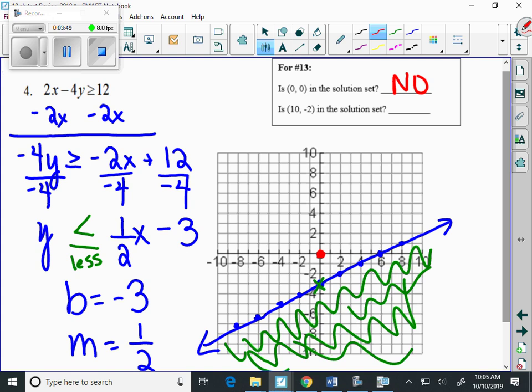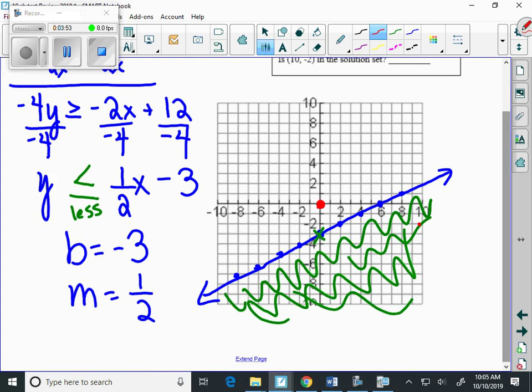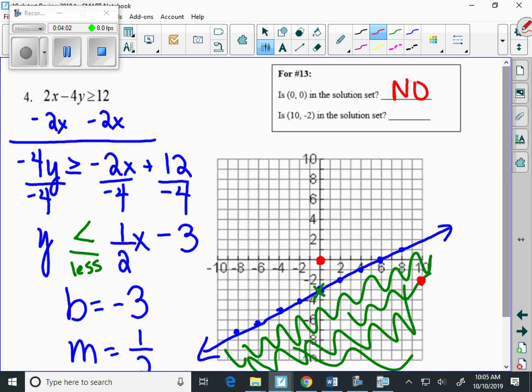If we look at 10, negative 2, 10, negative 2 is here. That is in the shaded portion of this graph. And so is 10, negative 2 in the solution set?